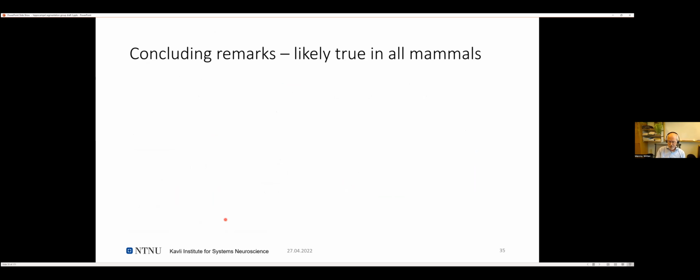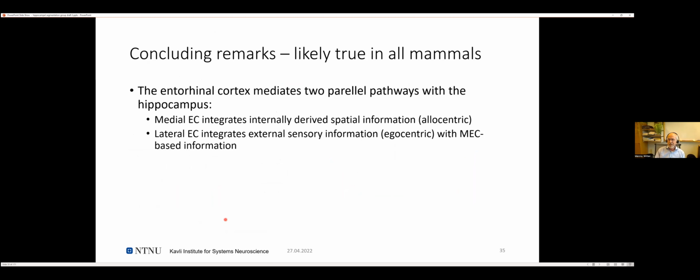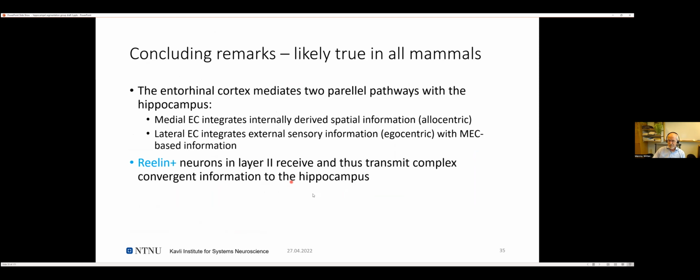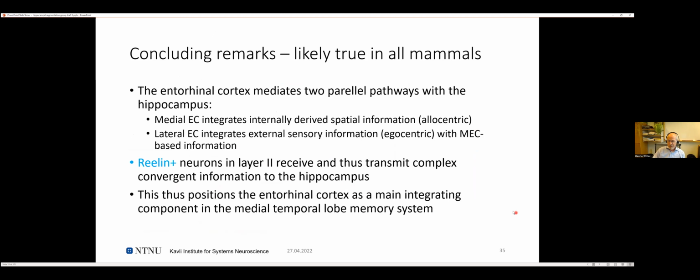And this is likely true in all mammals. The entorhinal cortex mediates two parallel pathways. Medial EC integrates internally derived allocentric spatial information. Lateral EC integrates external sensory information with the MEC-based information. Reelin positive neurons in layer 2 receive and thus transmit very complex convergent information to the hippocampus. And therefore, I think that the entorhinal cortex is a main integrating component in the medial temporal lobe memory system.